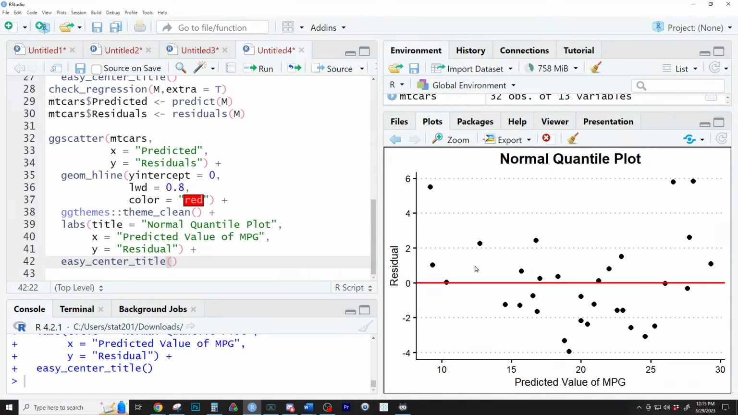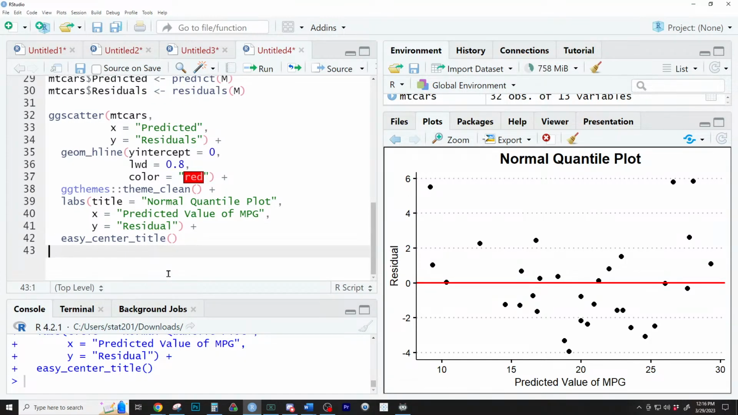well to the reader. The equal spread doesn't look to be a problem. I don't know how you'd add in the bands right here, but that is a much better normal quantile plot than the original one. And all we did was make a scatter plot, because that's what a normal quantile plot is, added the horizontal line, added our titles, and we're good to go.